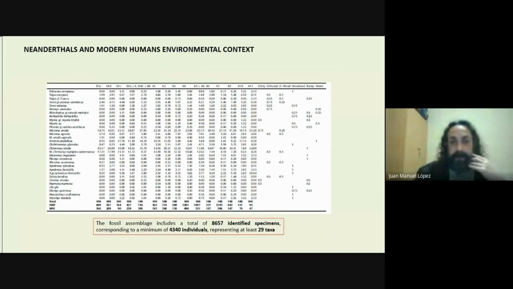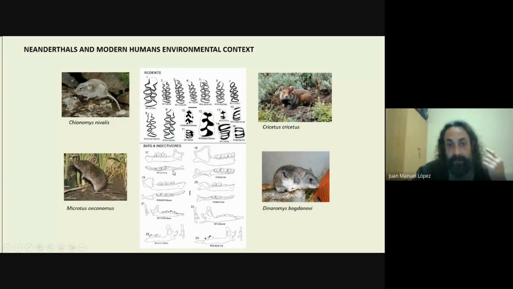Okay, this is the largest assemblage that we found, very, very rich in Fumane, with 8,657 identified specimens and more than 4,000 individuals, 29 taxa. More or less we have all these things that are here, different kinds of teeth, and these are rodents. Mandibles of insectivores are here. All these ones are bats, and here the insectivores.